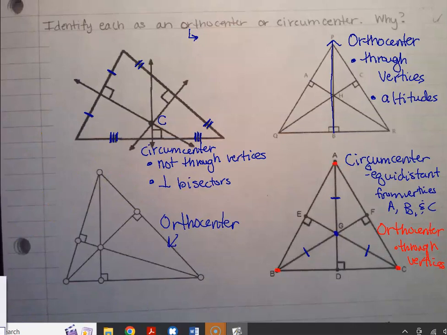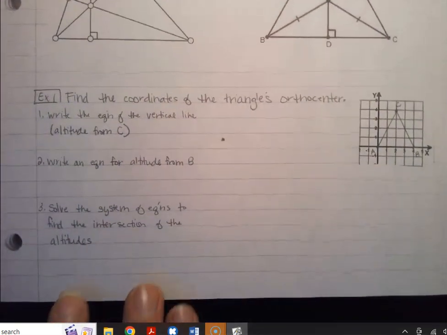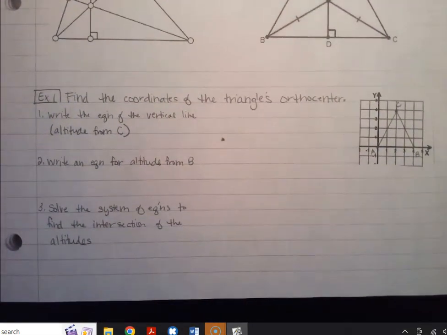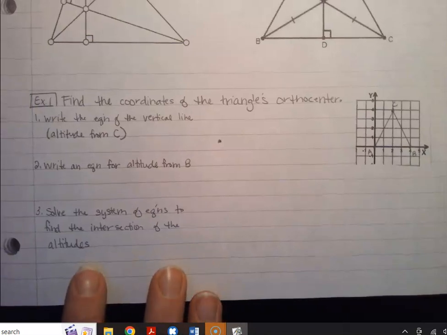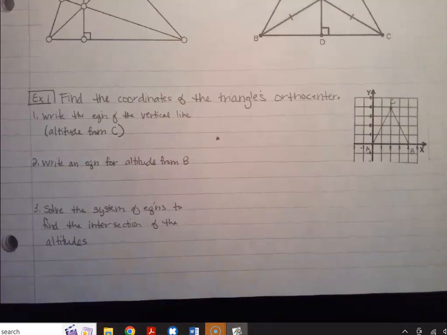Clear the page. All right, example 1. Find the coordinates of the triangle's orthocenter. Is what it says to do. Okay, so we want the orthocenter, so we need the altitudes, right? First of all, the easiest altitude to find is going to be the vertical one, because an altitude goes through the vertex. So the easiest one to find is going to be this one.